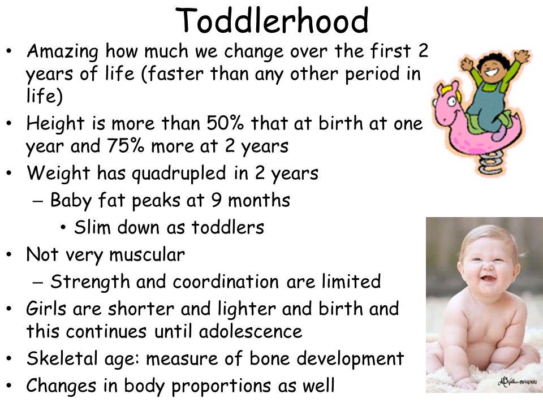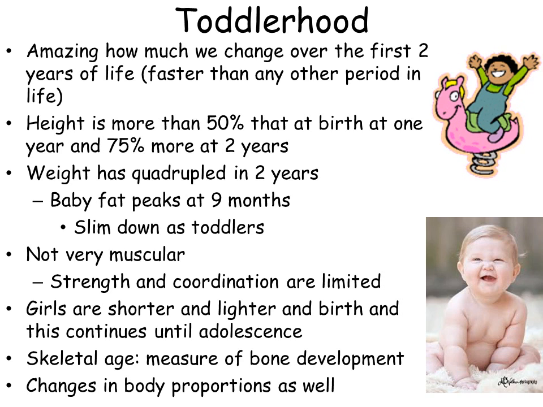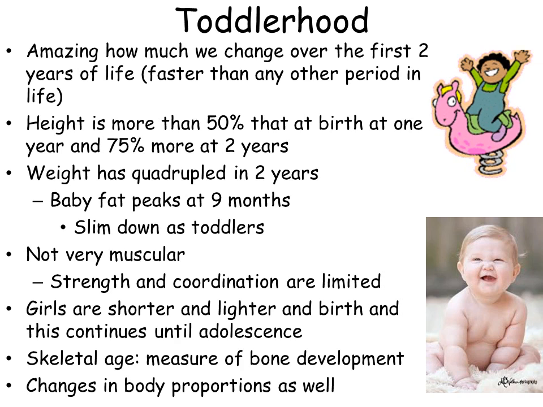Baby fat, the cute little pudge, like on that little guy there, peaks at about 9 months, and then it starts to go away. It slims down as they become toddlers. They're not very muscular. Strength and coordination are limited. Girls are shorter and lighter at birth, and this continues until adolescence.